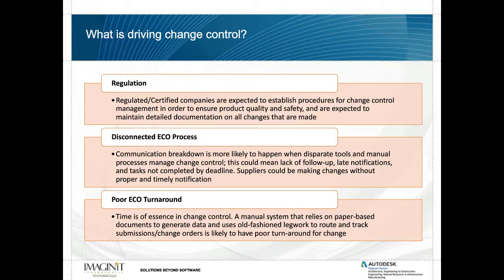We've got disconnected processes. Maybe the ECO, the engineering change order, isn't working with other systems. It's not being communicated fully throughout the organization. Maybe there are people who are not in the loop as to what's going on. And if we have poor change control, it's going to drag down processes that might be efficient, but we don't have a way to push this through in a really great way so that we can understand how all this is working.